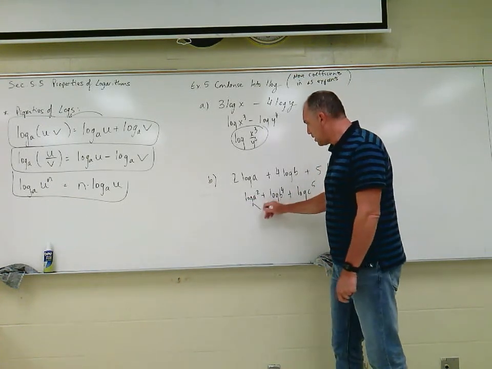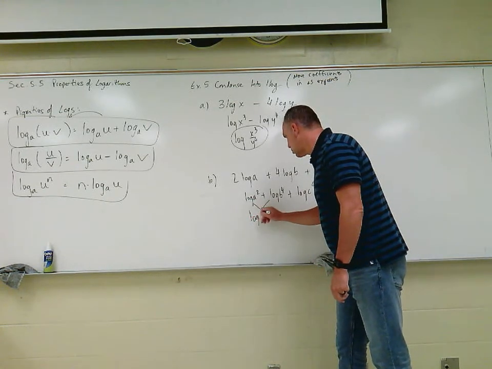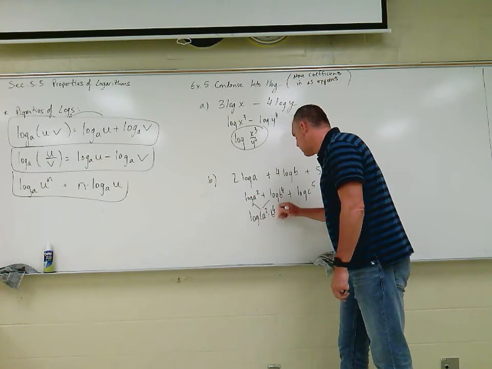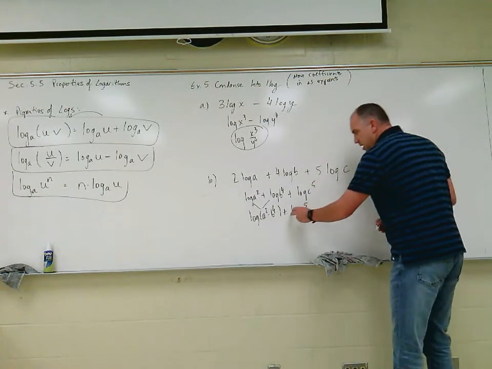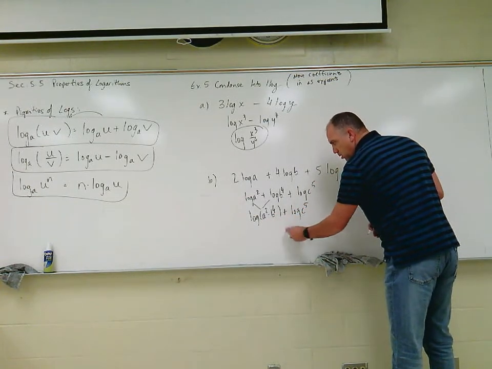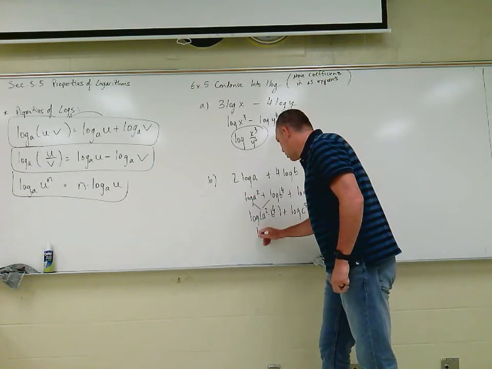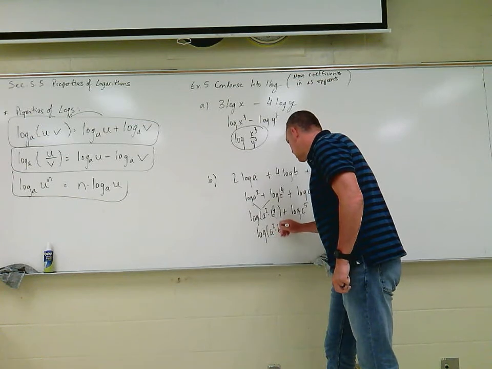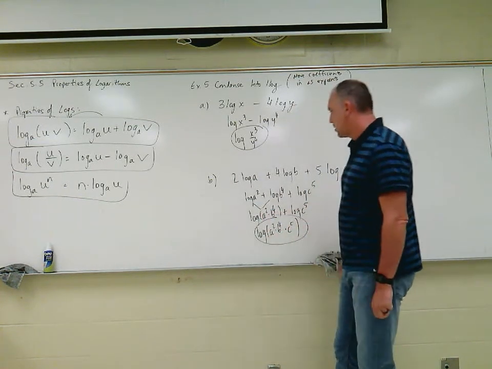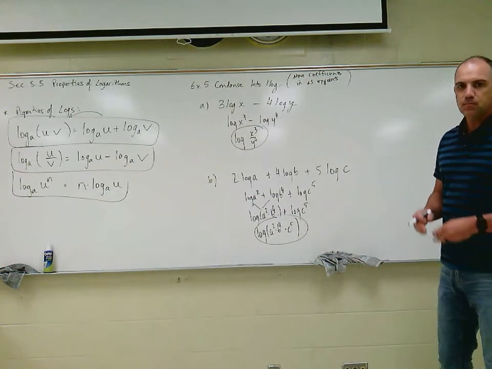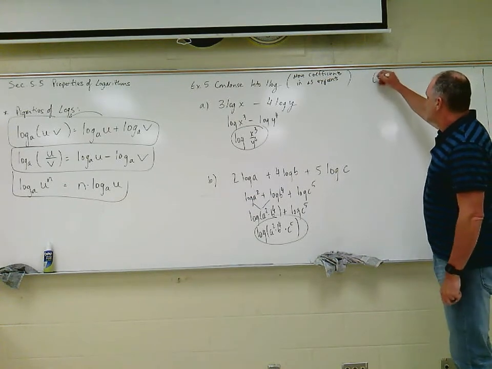It doesn't matter. So if I combine these 2 logs of addition, 1 log of multiplication, so log of A squared times B to the 4th. Well, now you want to make it 1 log. So again, now these 2 logs can be 1 log where this inside is multiplied by this. So we get log of A squared times B to the 4th times C to the 5th. Okay. And there you go. And that's condensing.